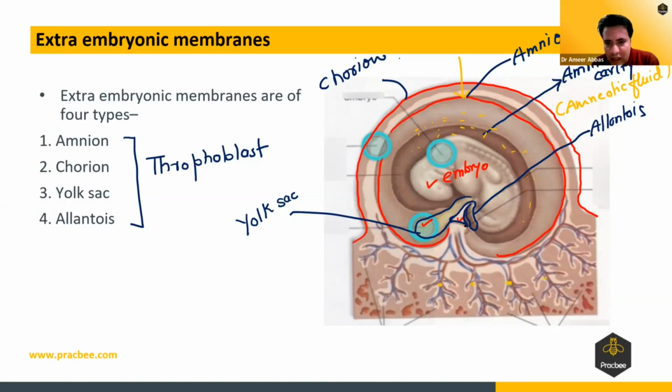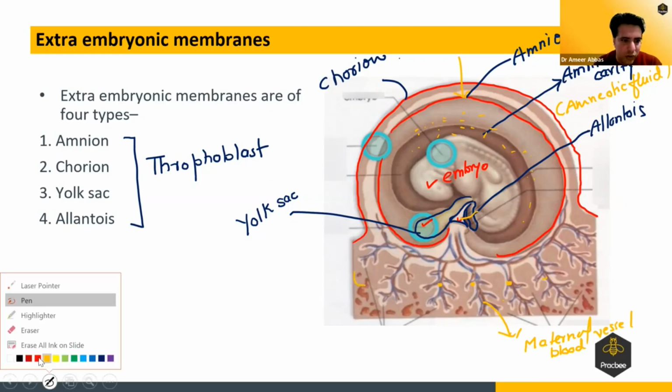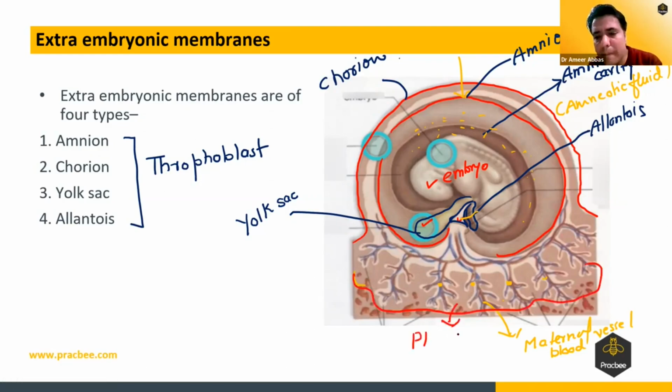So what are these? They are arising from the fetus and also connecting with the maternal blood. These are nothing but the maternal blood vessels, and these maternal blood vessels will be in a tissue known as placenta, wrapped in a cord-like structure known as umbilical cord. So these are the extra embryonic membranes. So I think we are clear here.